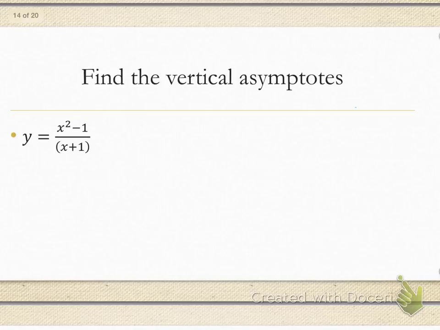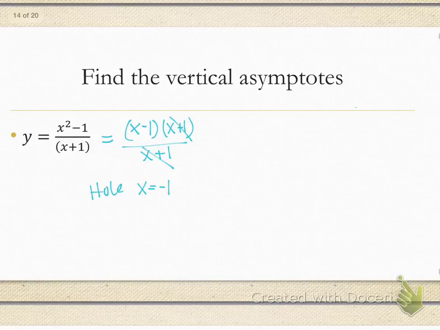Okay, my next one, it looks like I got to factor that top. So it's going to be x minus 1, x plus 1 over x plus 1. So these cancel, so I'm going to have a hole at x is equal to negative 1. And then there's not going to be a vertical asymptote for it.